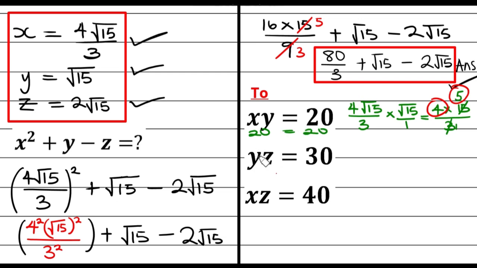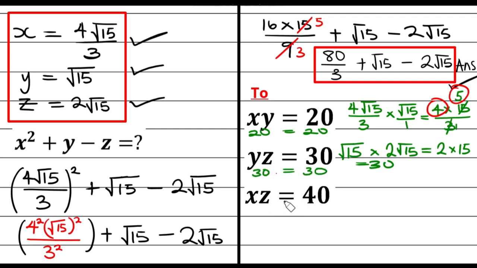Then for equation 2, let's see if yz is actually 30. We go to the value of y, which is root 15. We have root 15 there. Then at the same time, z, what's the value of z? Multiplied by, and that is 2 root 15. We have 2 root 15 here. And if we multiply this together, root 15 times root 15, that's going to give us 15. Then times 2, that is 2 multiplied by 15. And this is equal to 30. As it is, so 30 is equal to 30. So that is correct also.